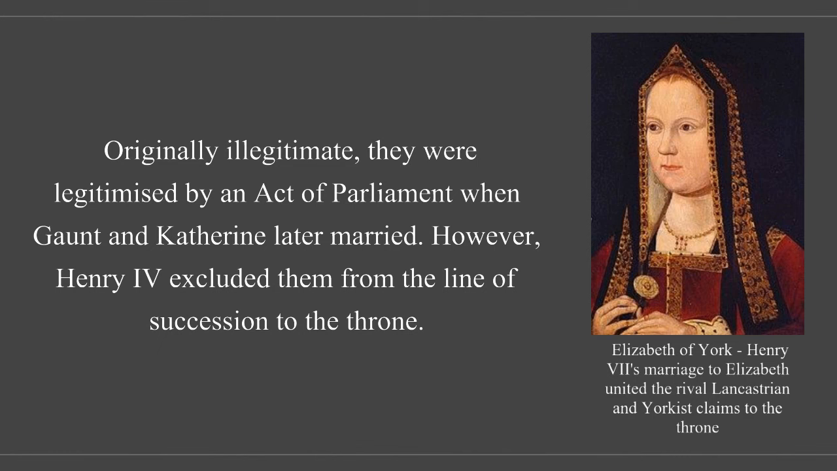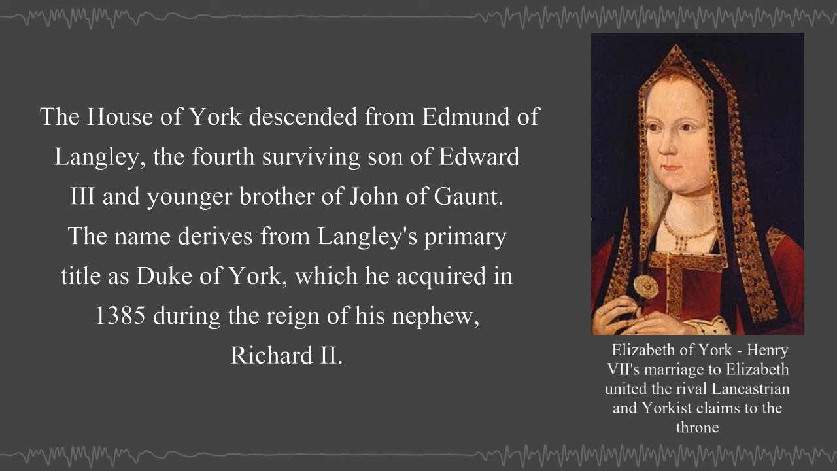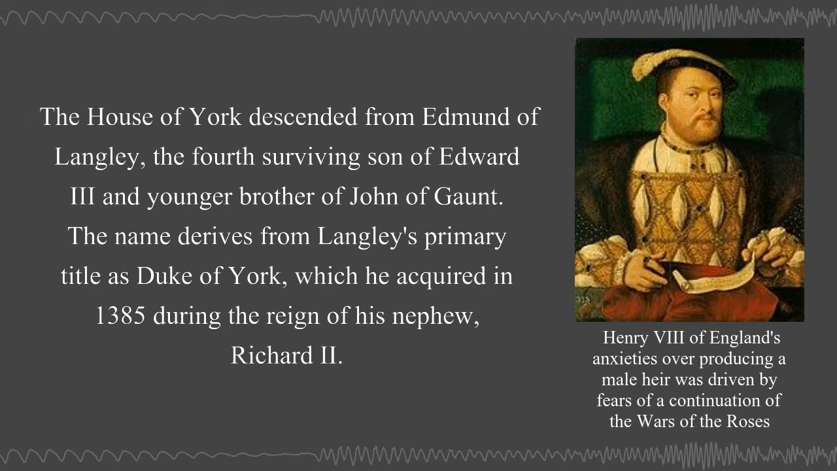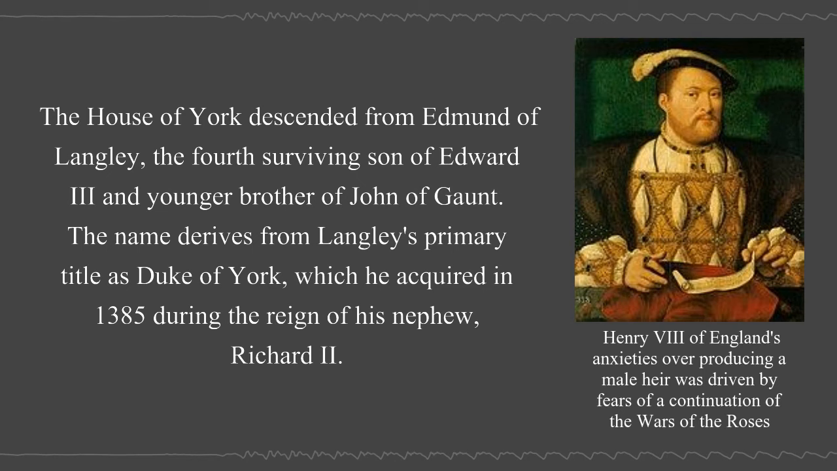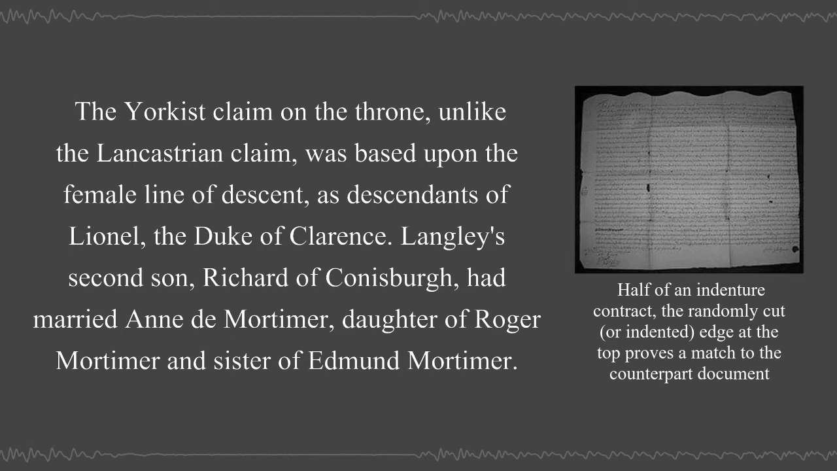The House of York descended from Edmund of Langley, the fourth surviving son of Edward III and younger brother of John of Gaunt. The name derives from Langley's primary title as Duke of York, which he acquired in 1385 during the reign of his nephew, Richard II. The Yorkist claim on the throne, unlike the Lancastrian claim, was based upon the female line of descent as descendants of Lionel, the Duke of Clarence.